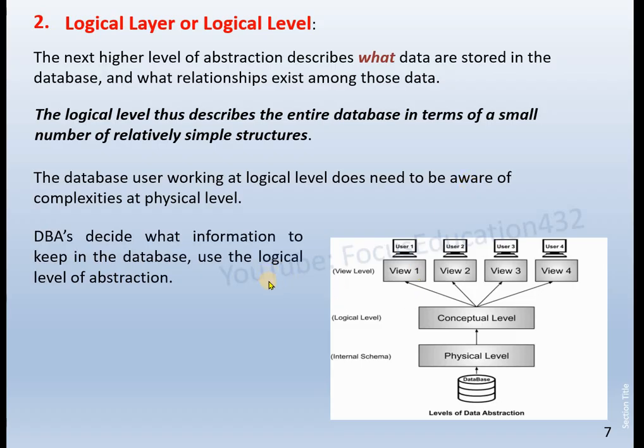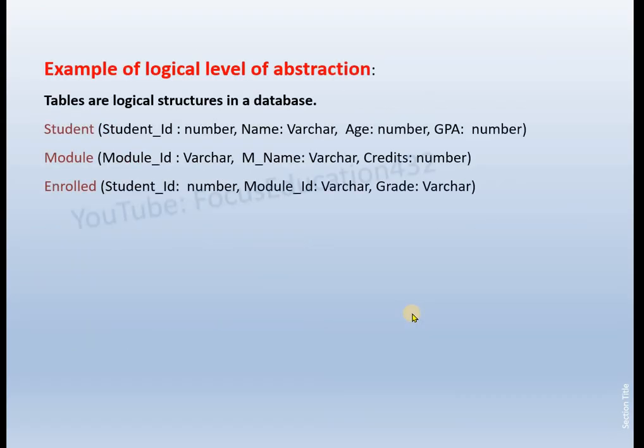Mostly in the organization we have the database administrators, they decide what information is to be kept in the database using the logical level abstraction, that is using the logical structures of the database system, that is tables, indexes, and all those things. This level defines the logical structure. So physical structures, files at the lowest level, then logical structure. Now we will see some more examples that are related to the logical level of abstraction.